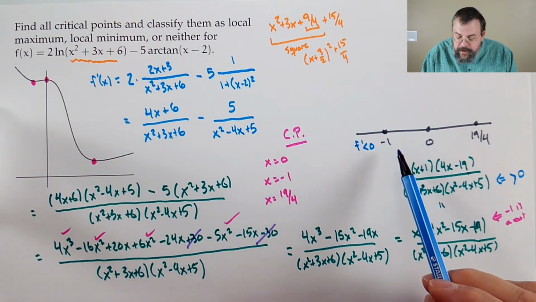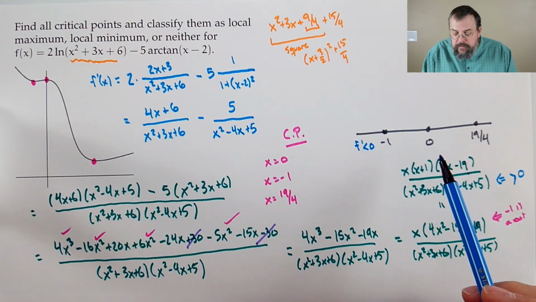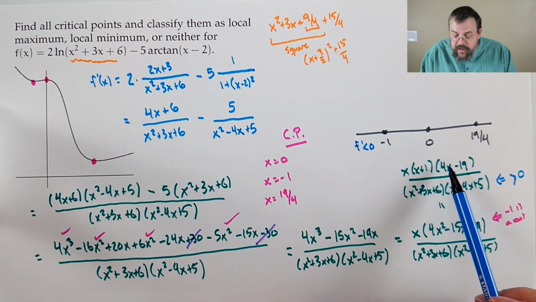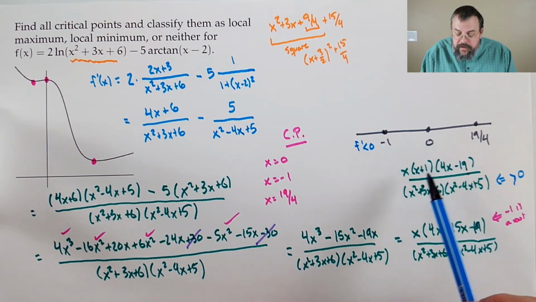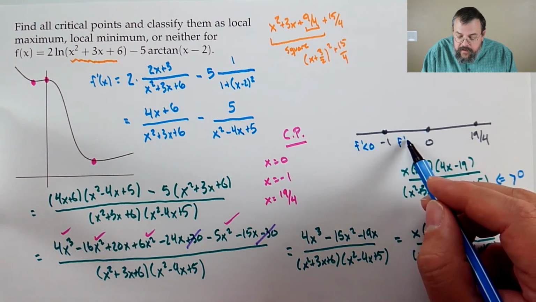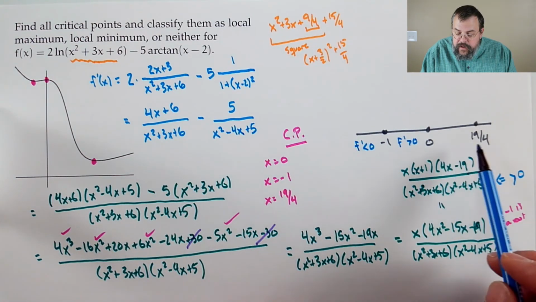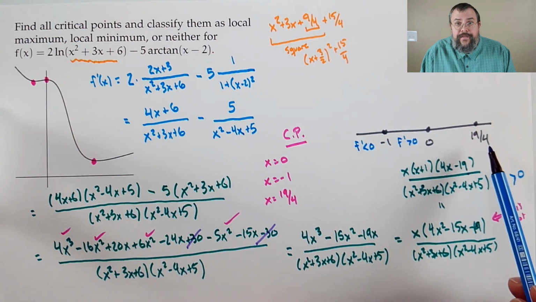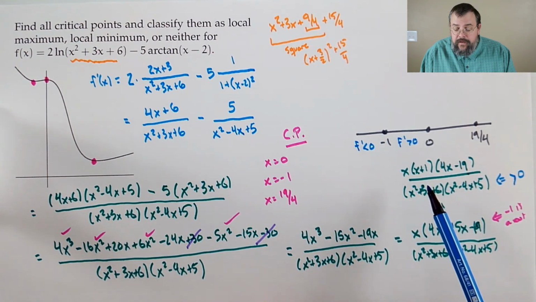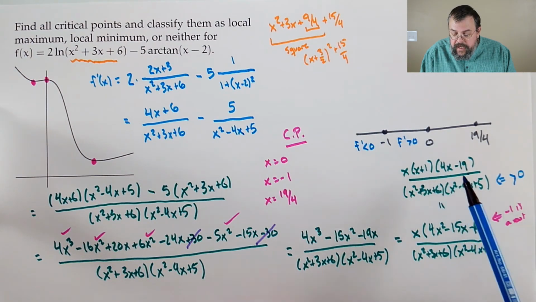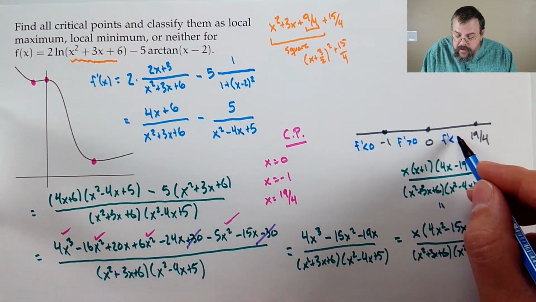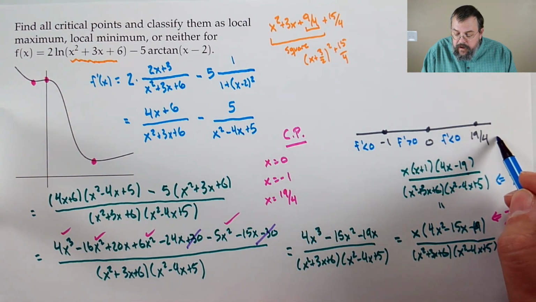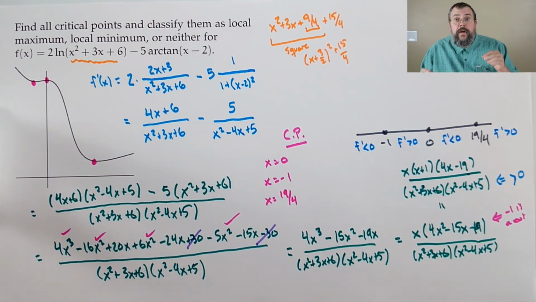All right, between negative 1 and 0, pick like negative a half. Negative, positive, negative. Because it's a negative minus something. So two negatives, one positive, multiplied together says positive. Between 0 and 19 fourths, pick like 1. 19 fourths is 4.75. So what do we have? We have positive, positive, negative. So therefore, negative. And if you pick like 100, positive, positive, positive. All right. And there we go.